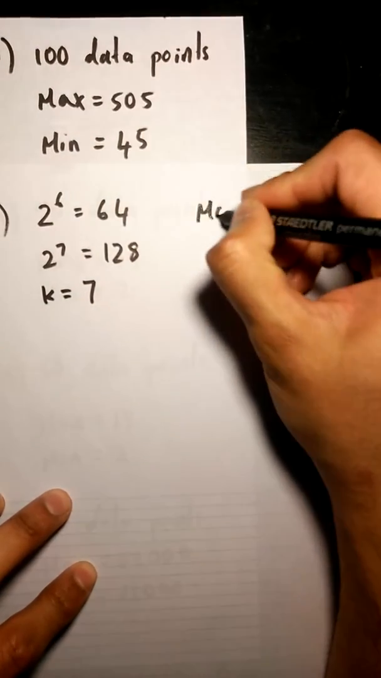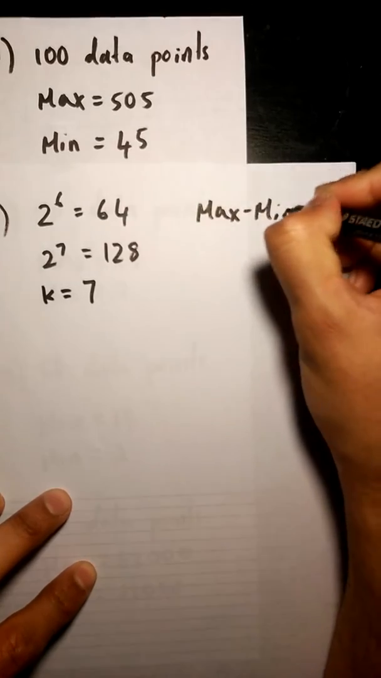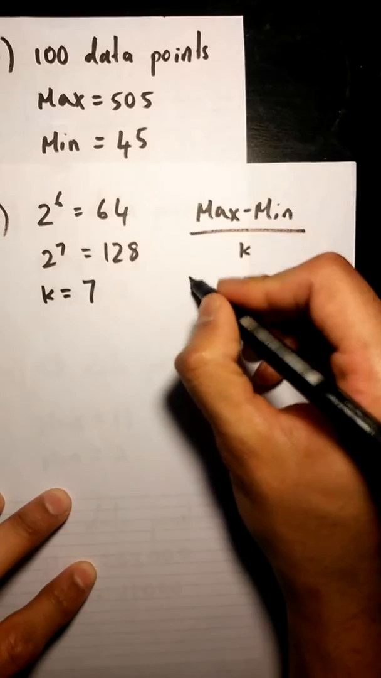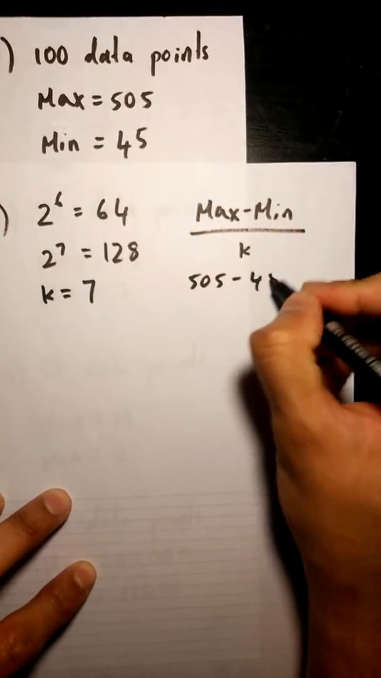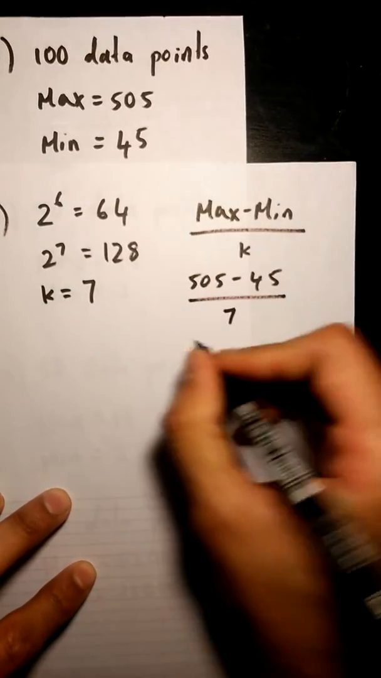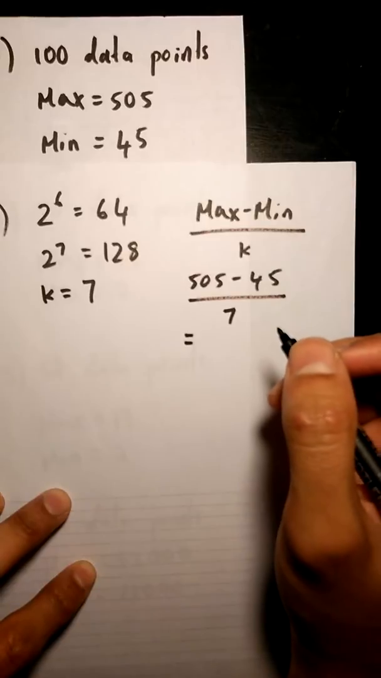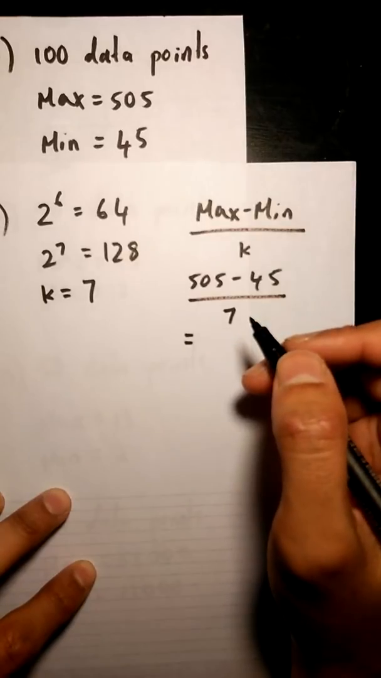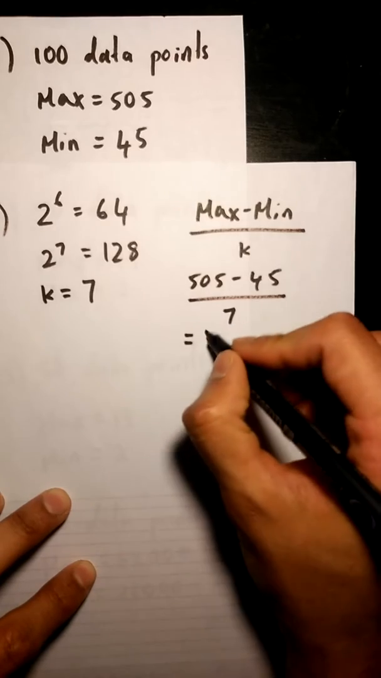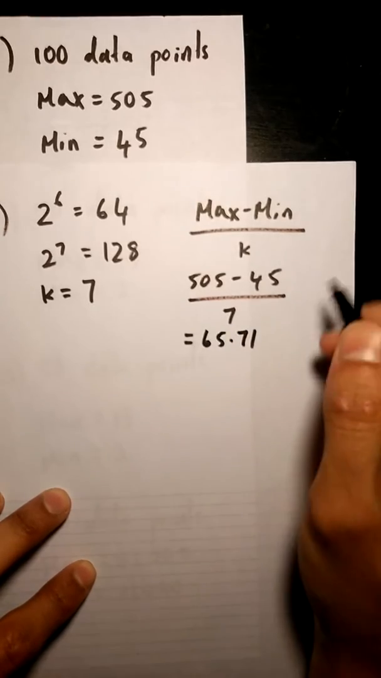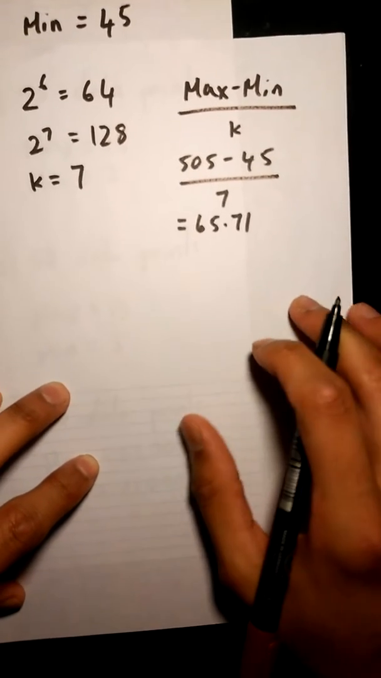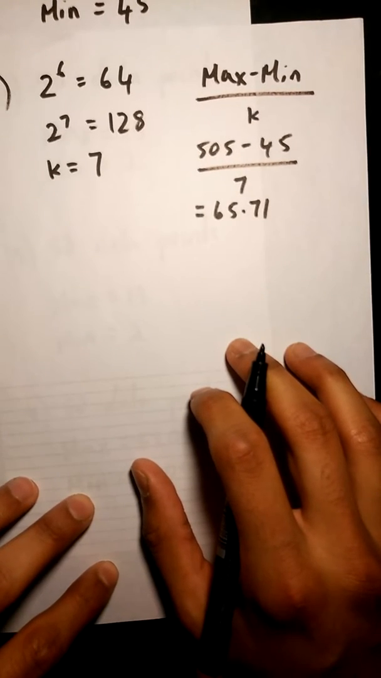The formula for our class interval is just max minus min over k. In this case, 505 minus 55 over 7, which is equal to 65.71. Okay, when rounding up numbers, you want to think about how to properly round up these numbers.